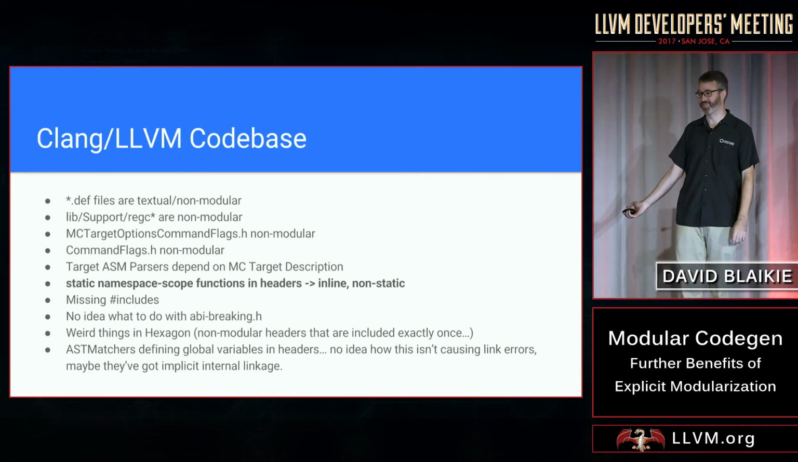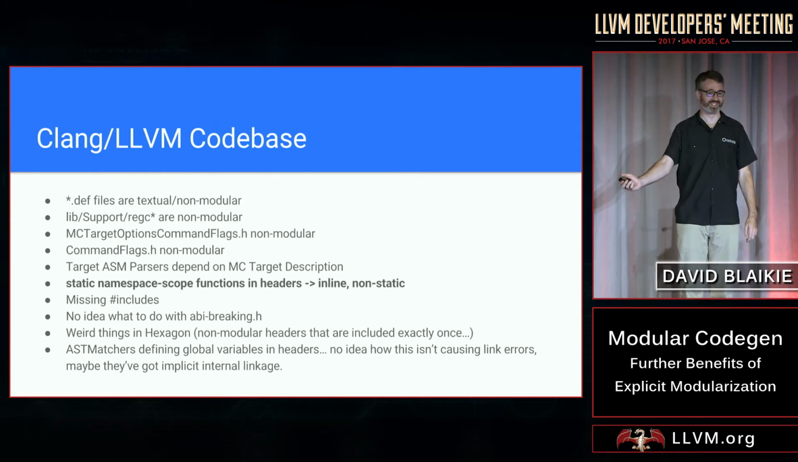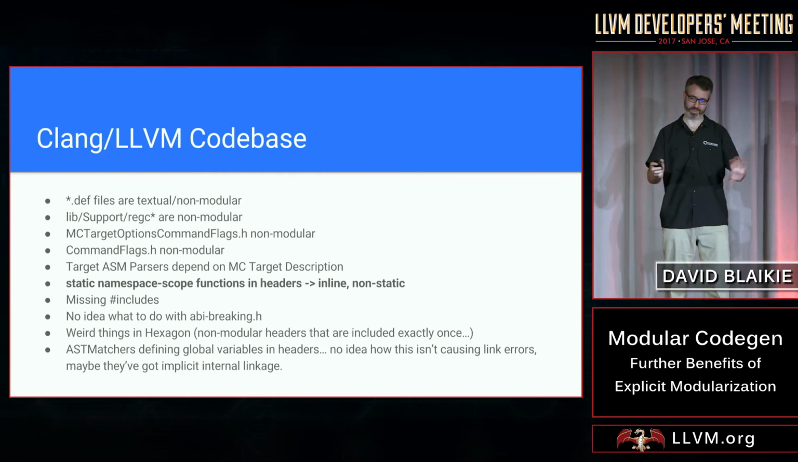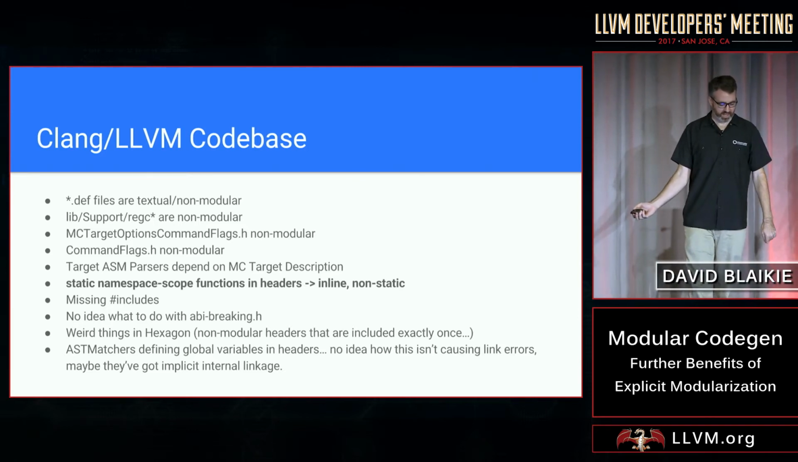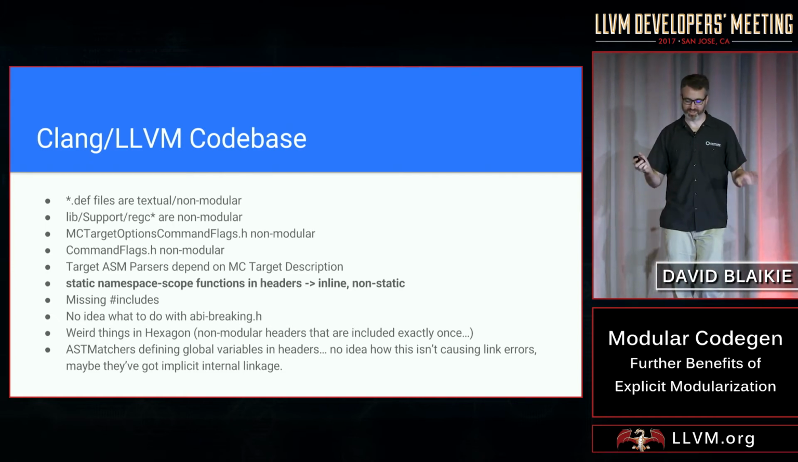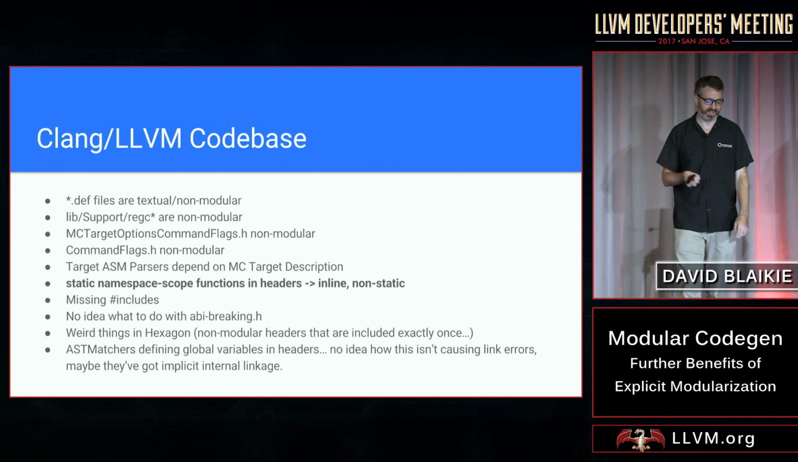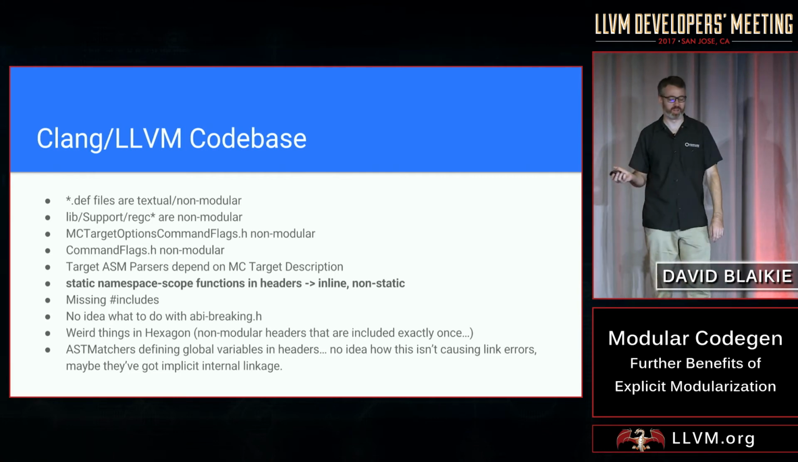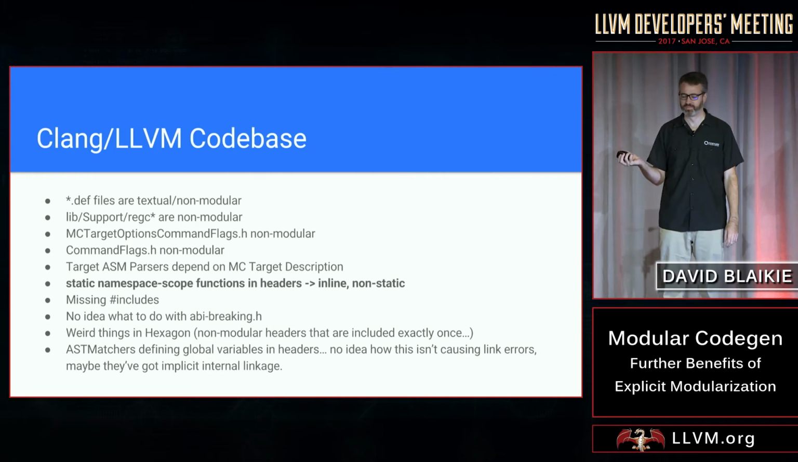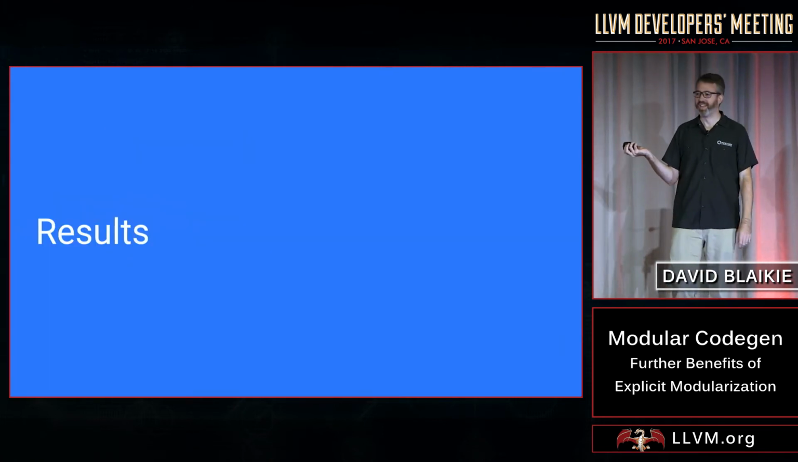ABI breaking.h, who here is responsible for that one? It's awesome and crazy, and I don't know how to do it in the modular world. I'll just have to give it some more thought for the moment. I've just disabled it to get these numbers. Fun things in Hexagon. They've just got some little bits of headers that may not need to be headers, and at some point I'll have to talk to Manuel about the AST matchers, because that's a header full of global variables. That was weird.